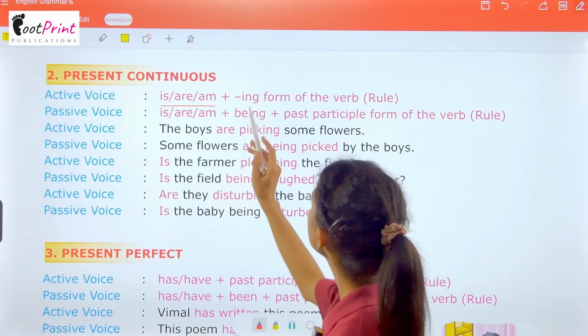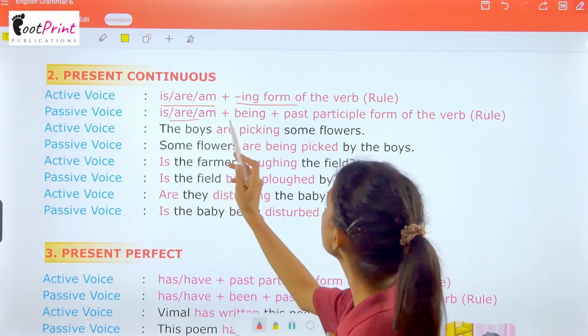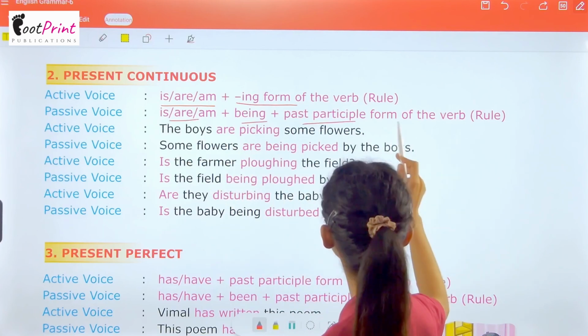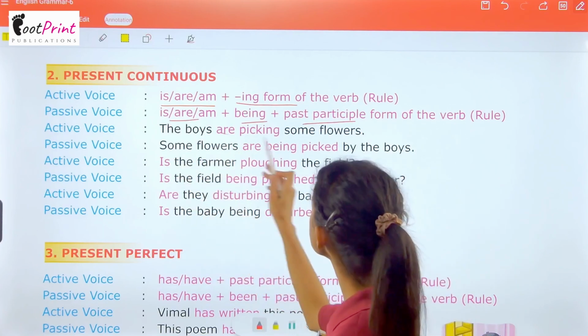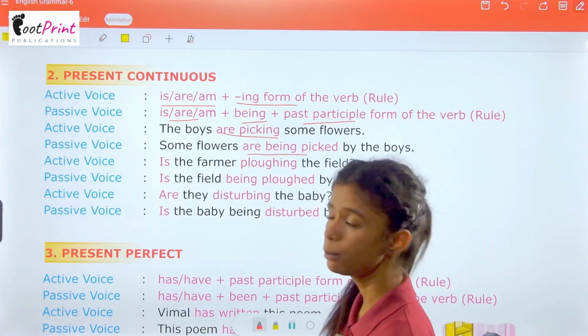It is is plus ing form of verb, this is active voice, and in passive it is is plus being plus past participle form of the verb. For example, the boys are picking some flowers. Some flowers are being picked by the boys.